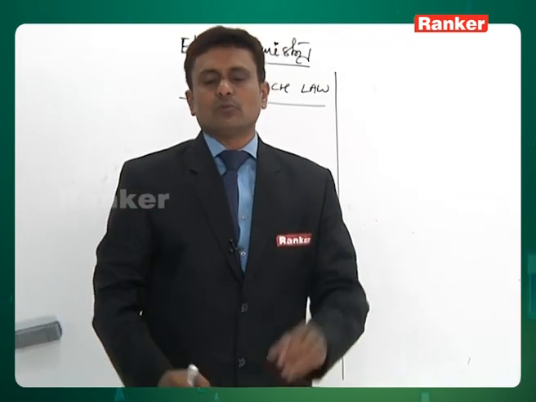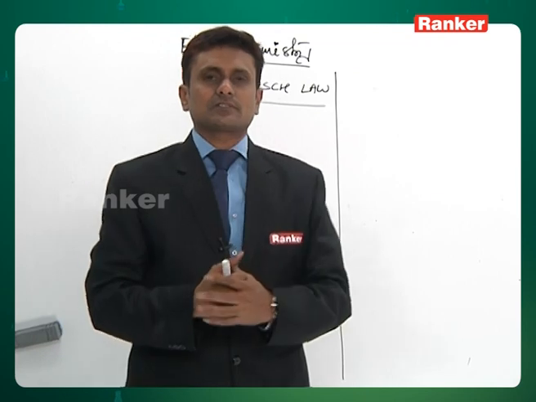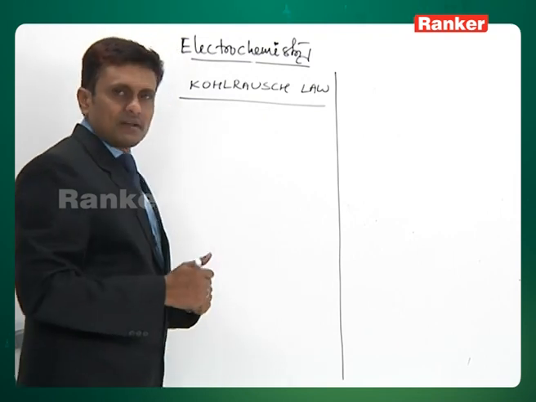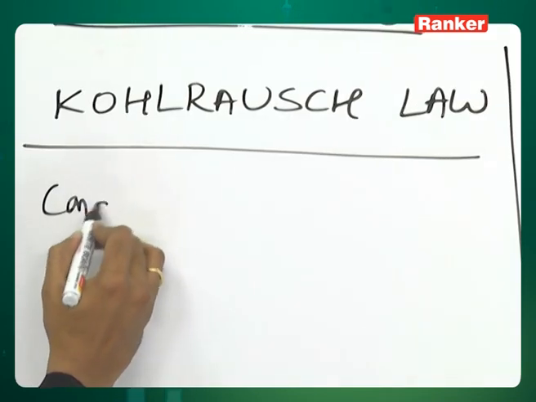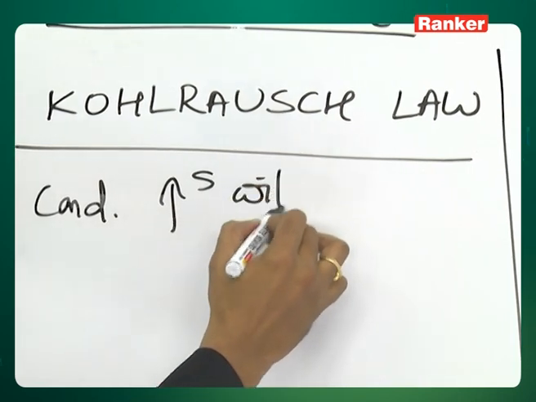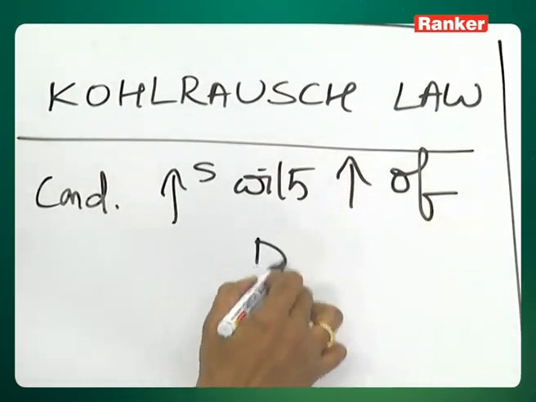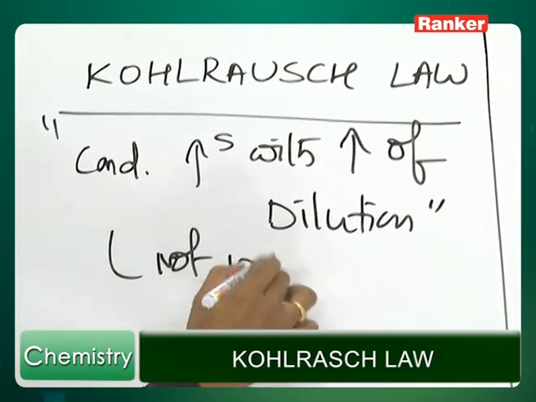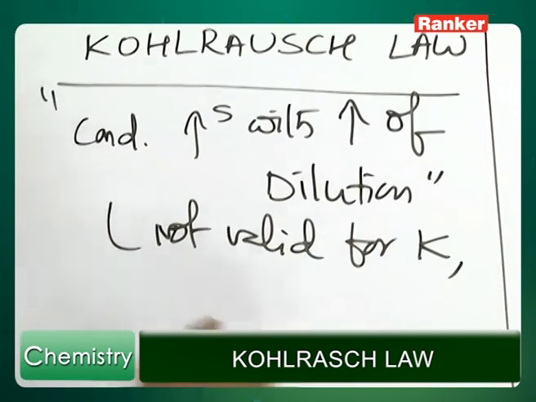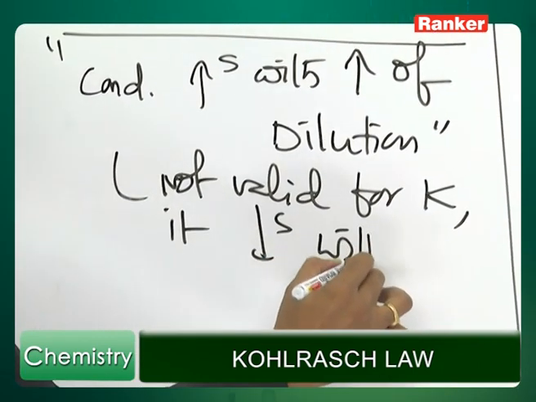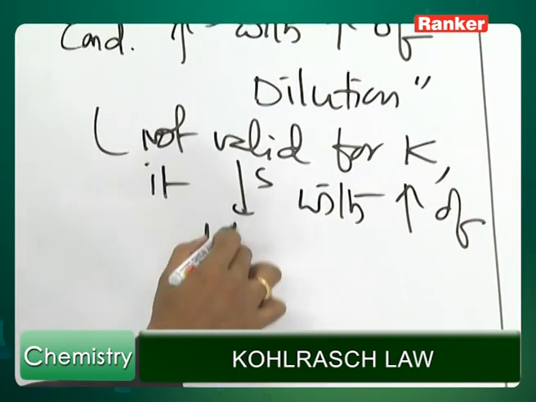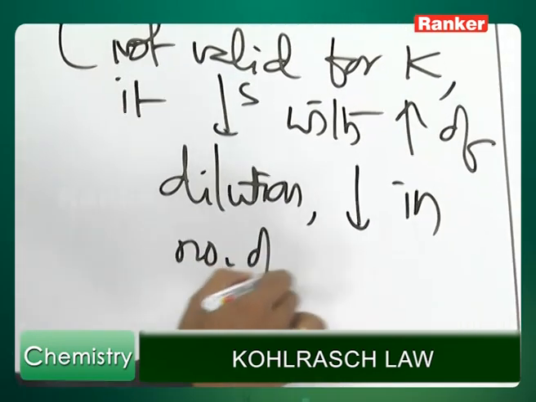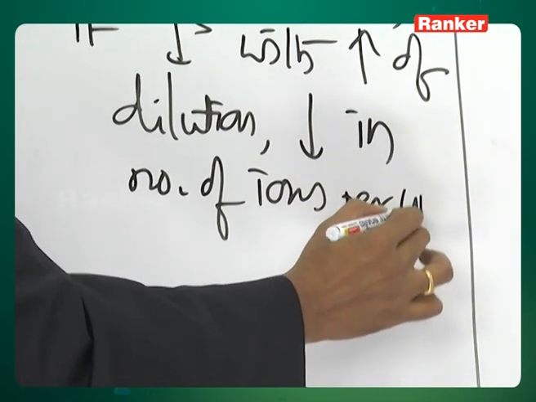Now we are going to discuss the most important topic related to these conductance terms which we have described so far. Before we study the Kohlrausch law, we need to understand that conductance increases with increase of dilution. This is not valid for K, because it decreases with increase of dilution. The reason being the decrease in number of ions per unit volume.